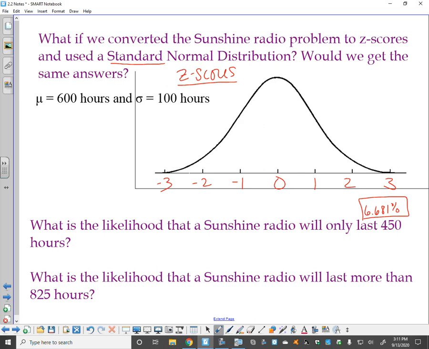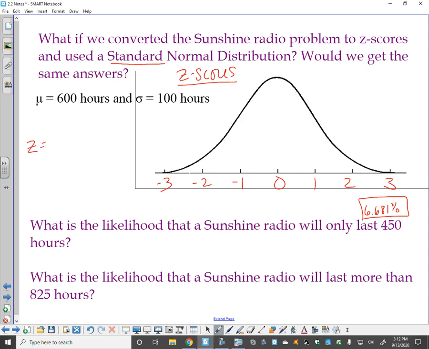So this is something that's really, really important, and they can build multiple choice questions that force you to go the z-score route. And the multiple choice questions would be like, what would be the setup for finding the likelihood that a Sunshine Radio will only last 450 hours using a standard normal distribution? Okay, so standard normal z-score. So first I'm going to find its z-score.